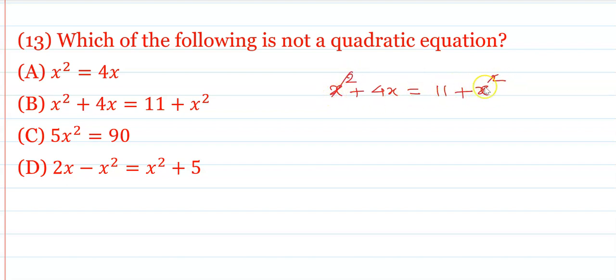On both sides there is a x square that get cancelled. You will get 4x is equals to 11. Highest power of the x is 1. Therefore, it is not the quadratic equation. म्हणून option B हा correct आहे या ठिकाणी. Therefore, the answer 13. And I will write here answer is B. Okay. Now the next question.